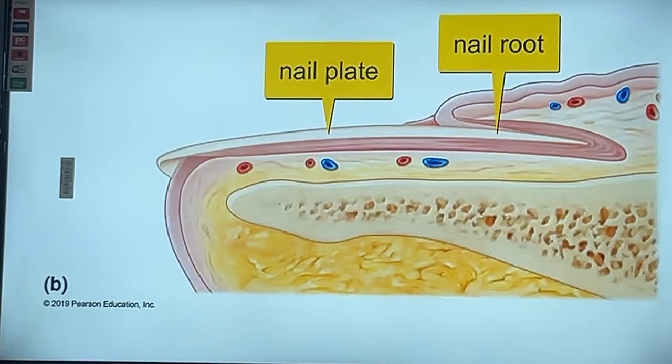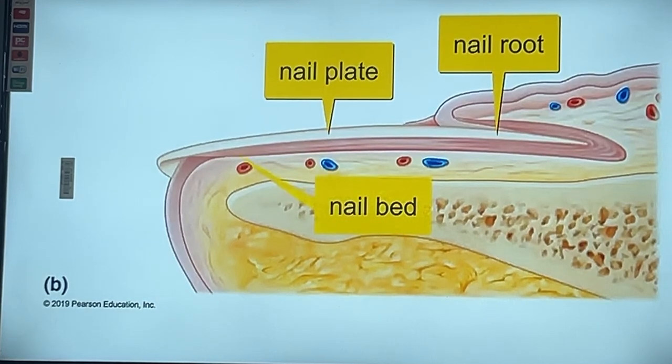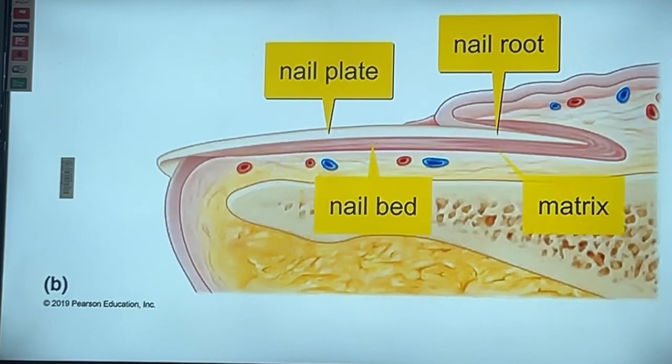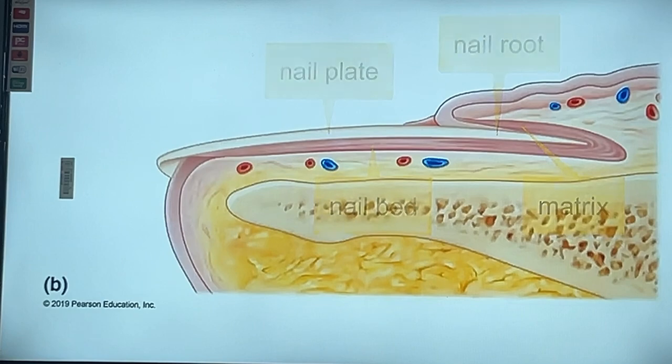The nail is lying on a bed of epithelial tissue, known as the nail bed, and the part of the nail bed that we don't see under the nail plate is called the matrix, and the matrix is the same as the matrix that we saw in the hair follicle. It's an area of rapid mitosis where keratinocytes are produced, highly keratinized, packed tight together in a plate-like structure, so that the nail is formed in the root and then it grows outwards towards the free edge.